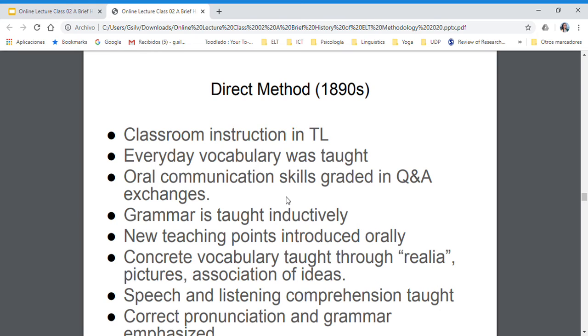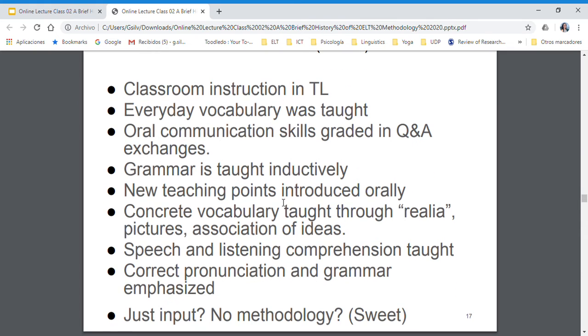And there are short exchanges, again, based on oral skills. In the direct method, this is Gouin's method, grammar is also taught inductively, the same way. You don't teach grammar to a child, right? Basically, they are exposed to the input and eventually they learn the rules. And just like with a child, there is always concrete vocabulary. One technique is using realia, basically real things, using pictures, association of ideas.